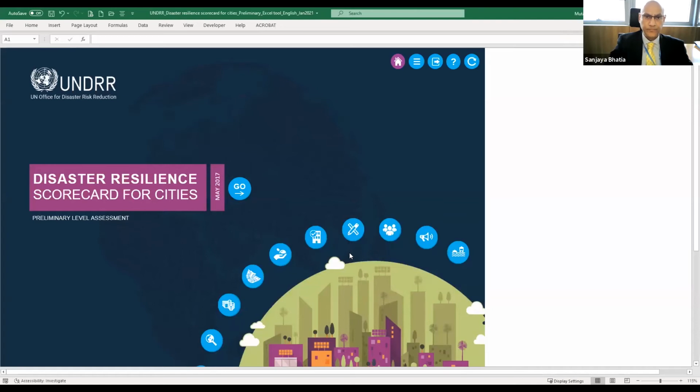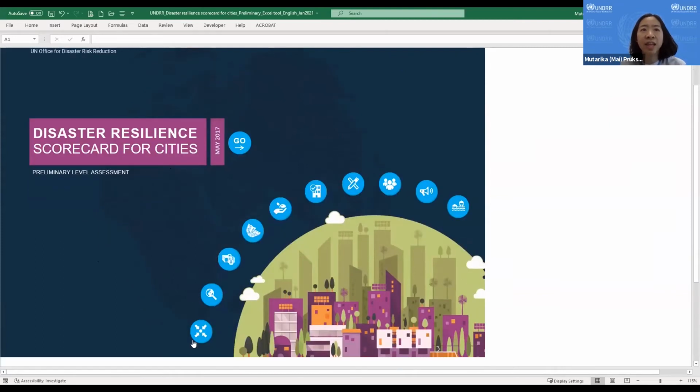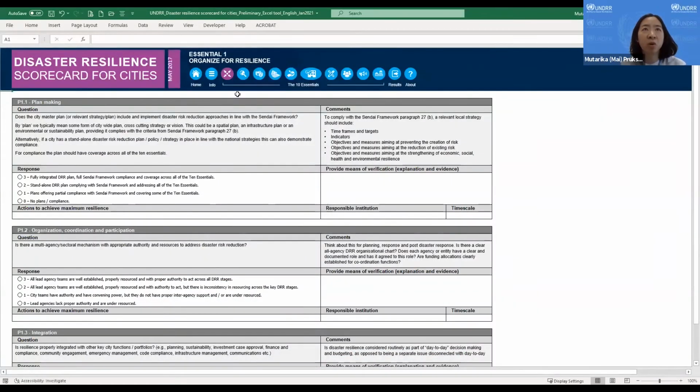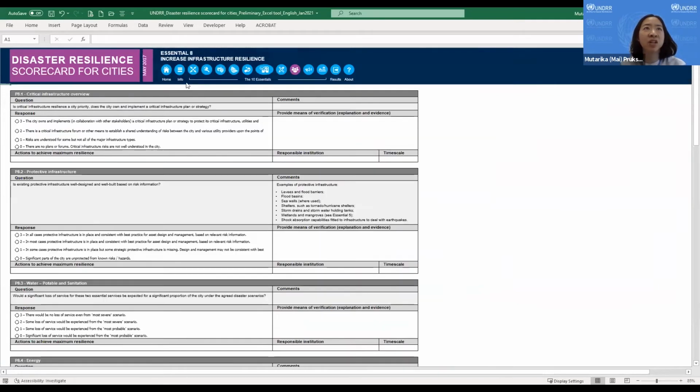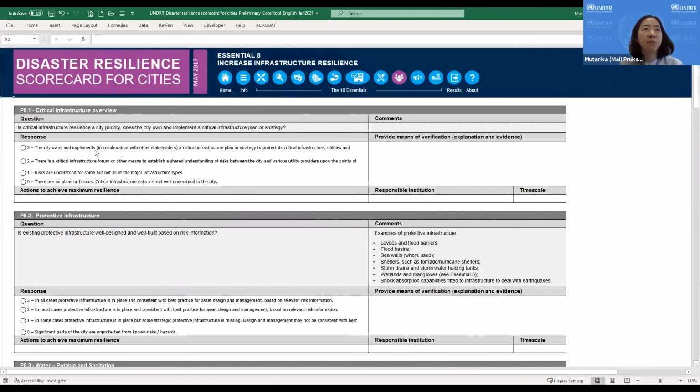Yes. So this is a scorecard. I take out the preliminary version, which is lighter and easier to administer. Once you open the Excel file, there are 10 circles down here that depict different essentials. Circle one is essential one. These are the questions about the organization for resilience, about plans, coordination, and so on. If we jump to the eighth essential, this is where infrastructure is the main focus. You can see these are the type of questions that we included in the scorecard.